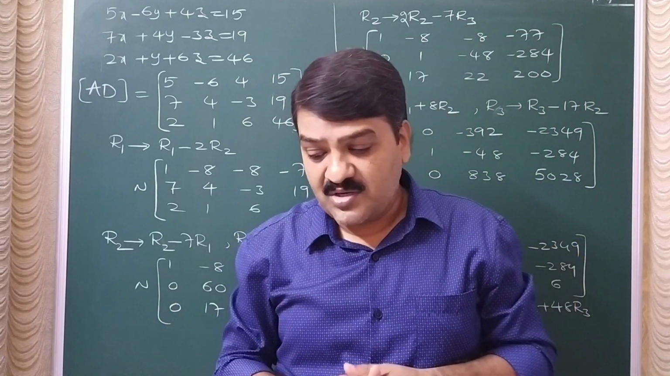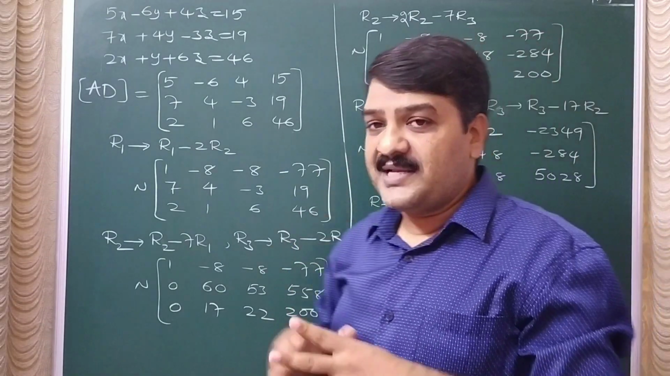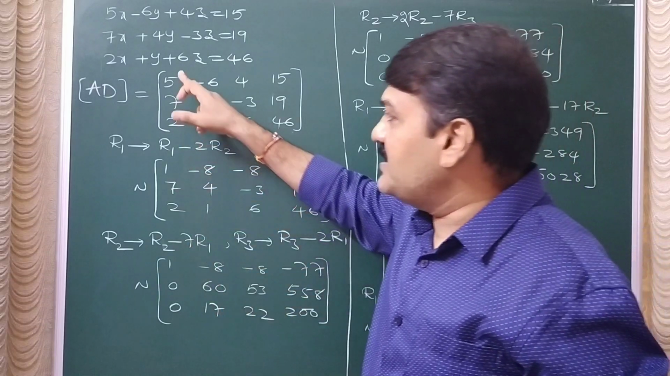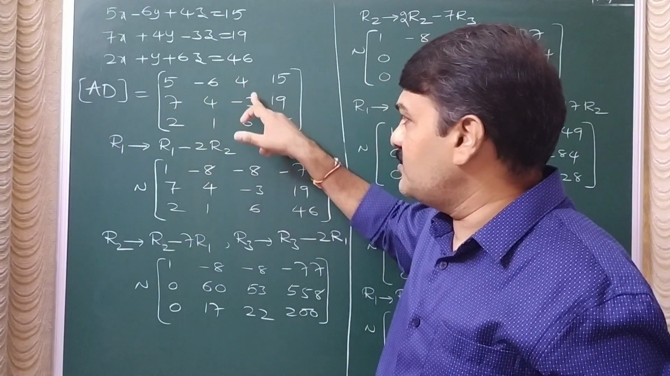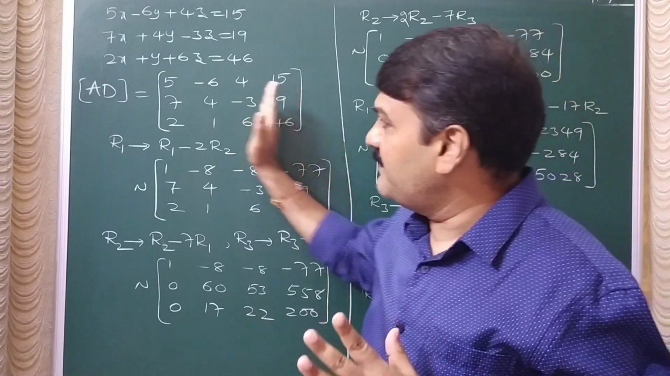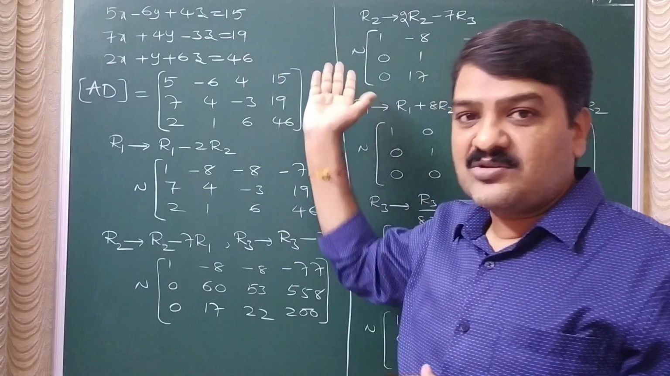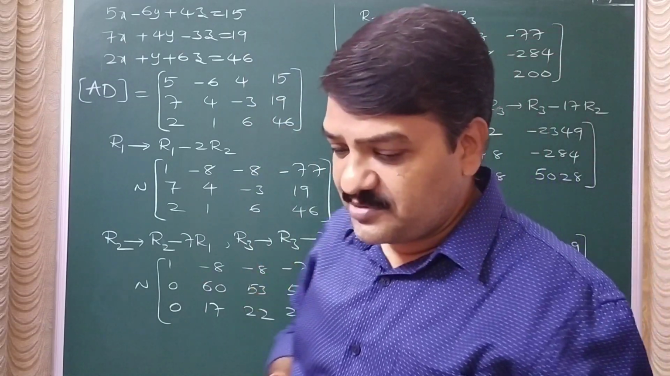So basically, what is the Gauss-Jordan method? In the Gauss-Jordan method, we try to convert this augmented matrix to 1 0 0, 0 1 0, 0 0 1 in the first three columns. Whatever is left in the last column will automatically be the solution. So let us start the process.